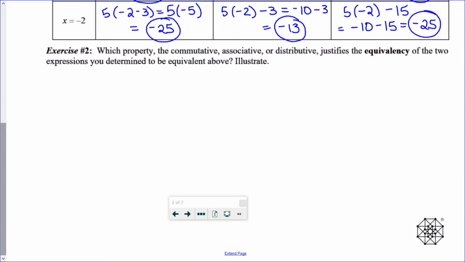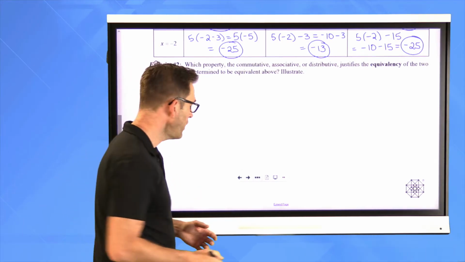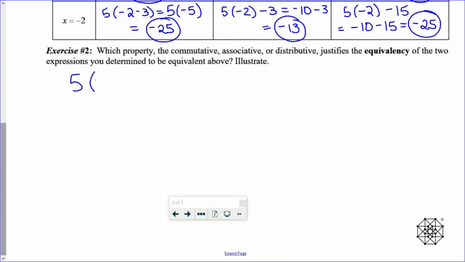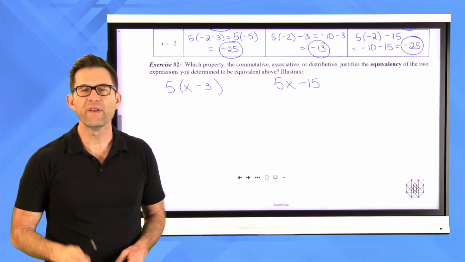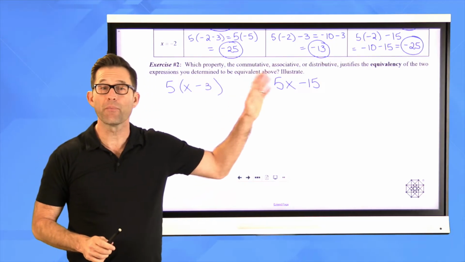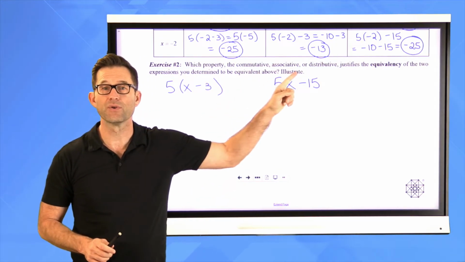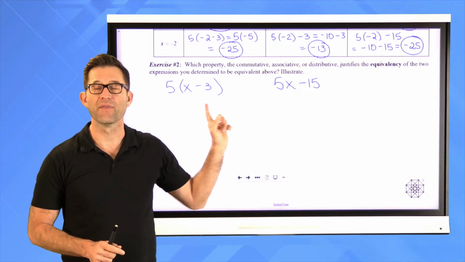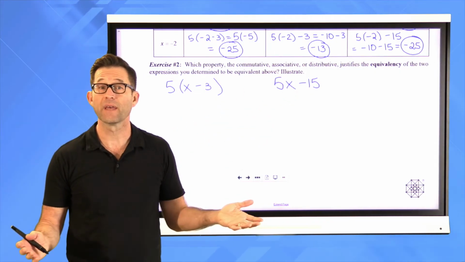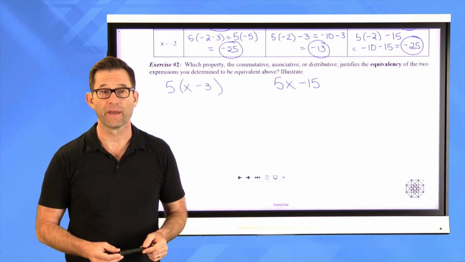Let's take a look. Which property, the commutative, associative, or distributive, justifies the equivalency of the two expressions you determined to be equivalent above? All right, so let's compare them, right? One of those expressions was 5 times x minus 3, and the other expression was 5x minus 15. Pause the video now and ask yourself which of those three properties of real numbers, the commutative, associative, or distributive, justifies that these two expressions are in fact the same expression that just look differently.